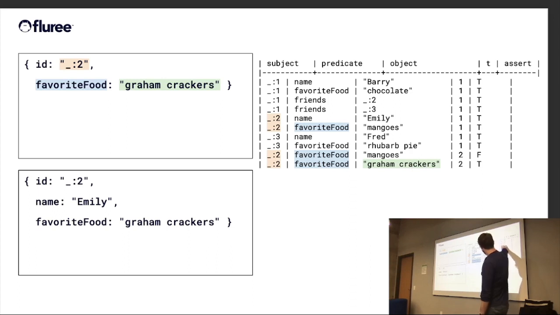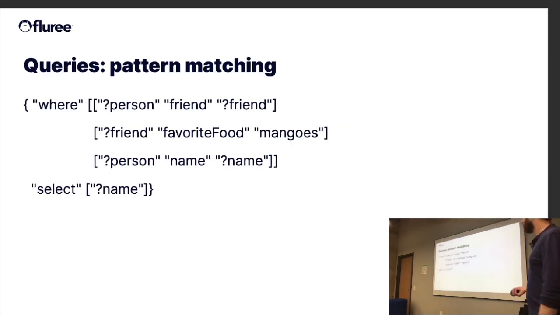We go through and we say, if we're looking for Emily, we're going to find the latest true fact for each predicate, for each attribute. That's simple. That's easy. And then in order to find things, we just use pattern matching.